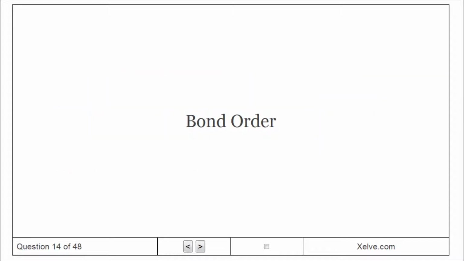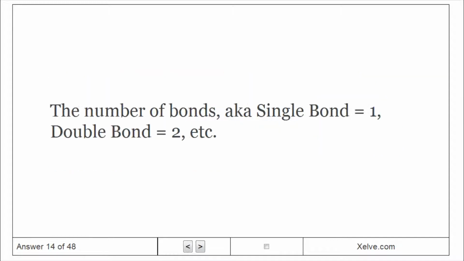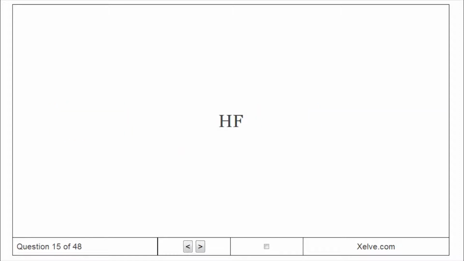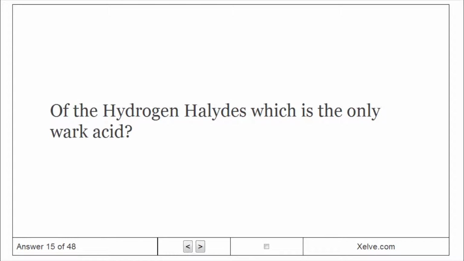Bond order. The number of bonds, aka single bond equals 1, double bond equals 2, etc. HF. Of the hydrogen halides, which is the only weak acid?